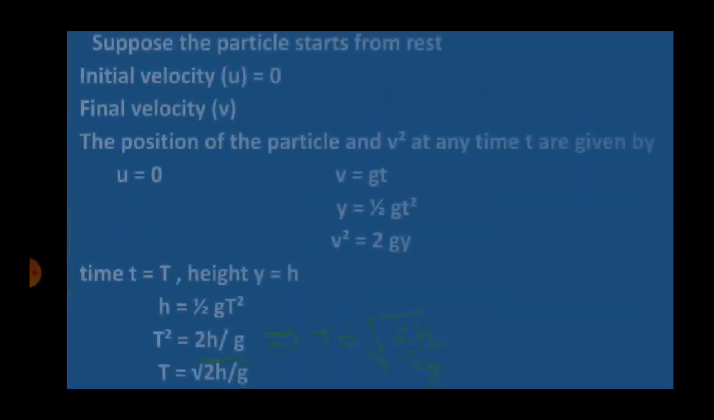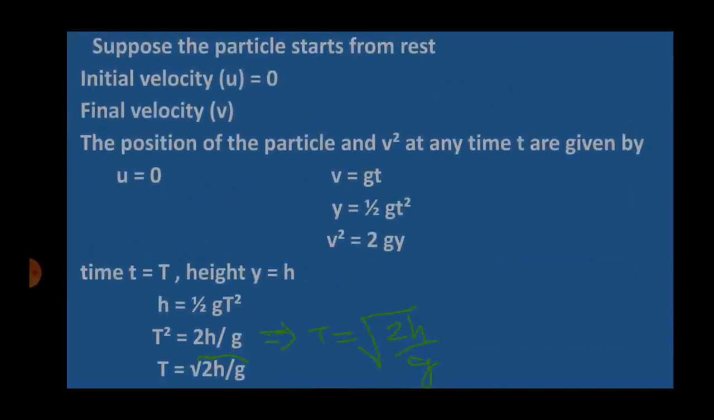Now calculate the time period of the object, when the particle reaches the ground. Therefore, from the equation, y is nothing but h. H is equal to 1 by 2 g T square, capital T square. Now T square is equal to 2h divided by g, and finally we get the answer T is equal to square root of 2h by g.